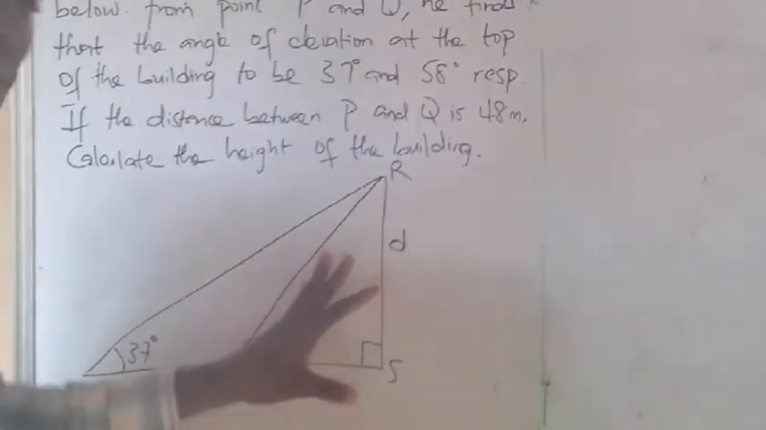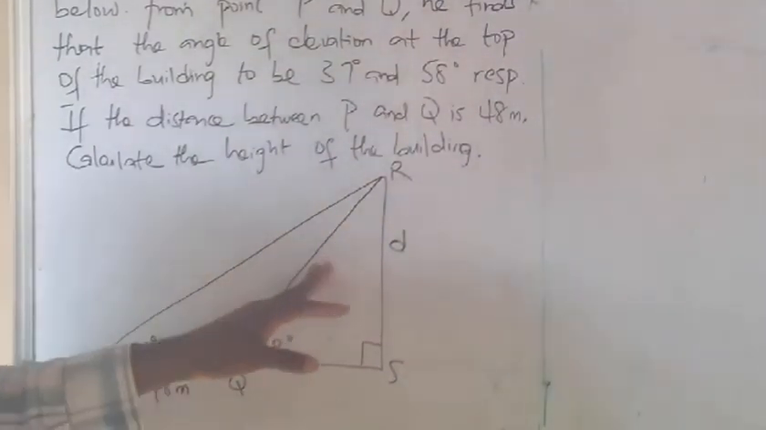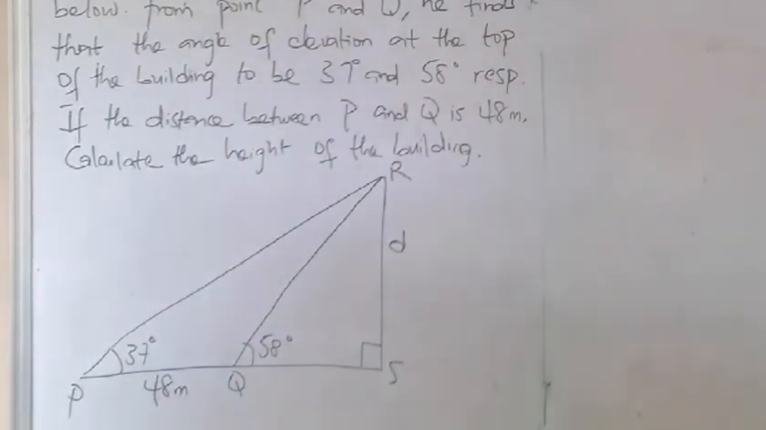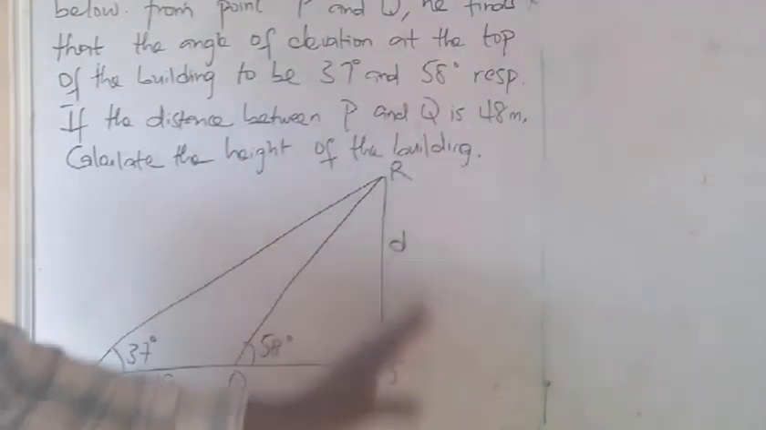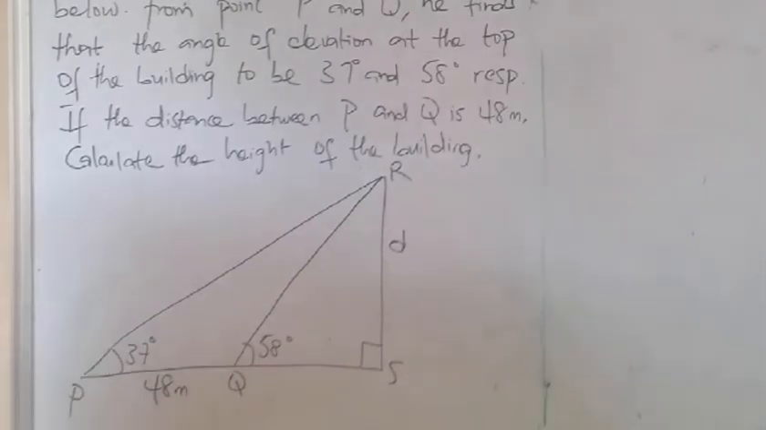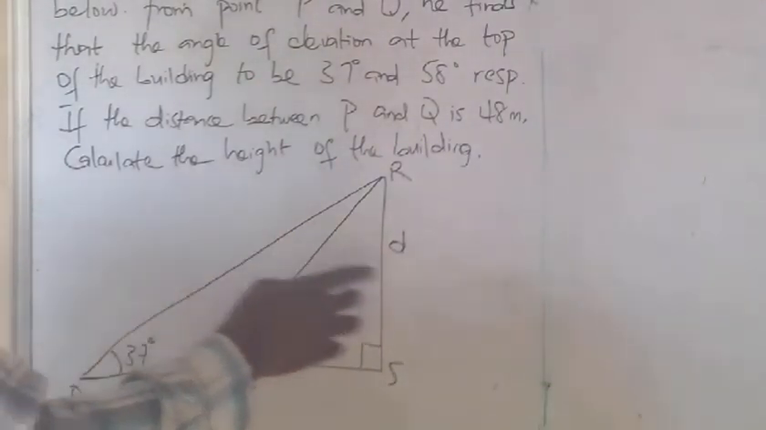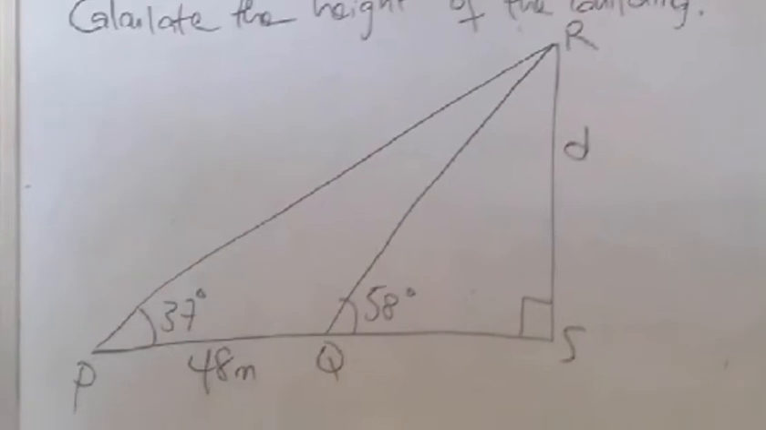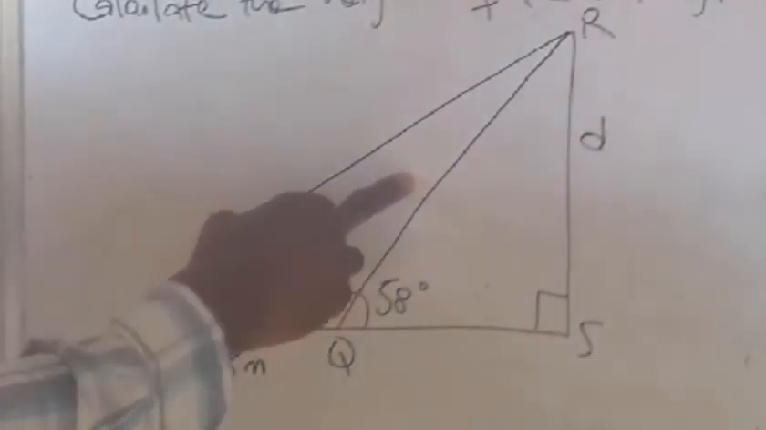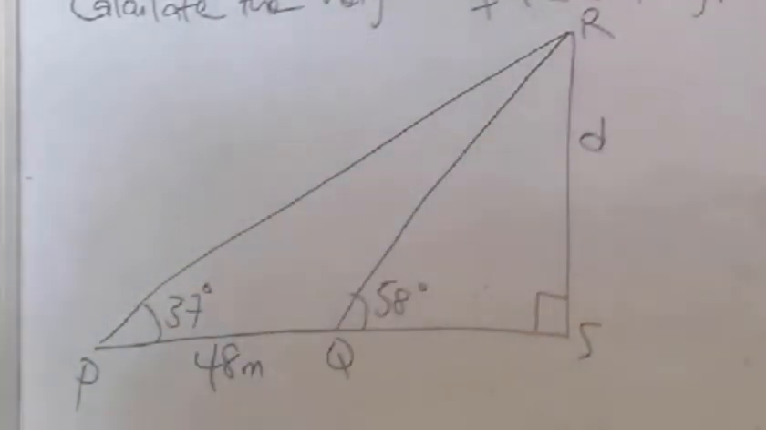Now, the diagram is already given to us on the board. From the question, I have to look for the height of the building. To solve this, I can either look for this side first, then get the height of the building, or look for this angle and this side, then get the height of the building.